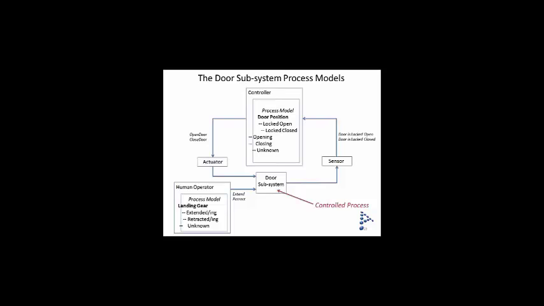The human operator can move the lever, which can cause the extend or retract of the door subsystem to occur. And you have the typical controller loop, where you have a sensor, which can tell the controller whether the door is locked open or locked closed, and an actuator, which will cause the door to open or close. So this is the fundamental analysis.